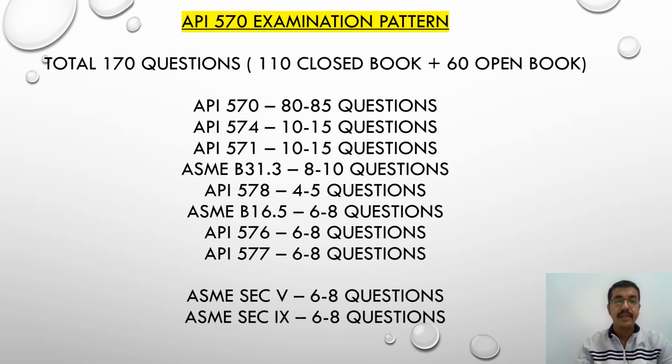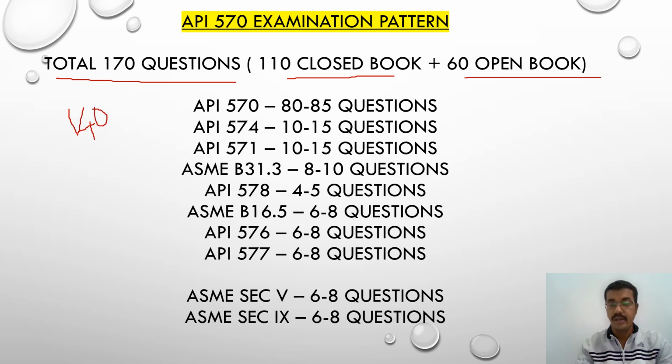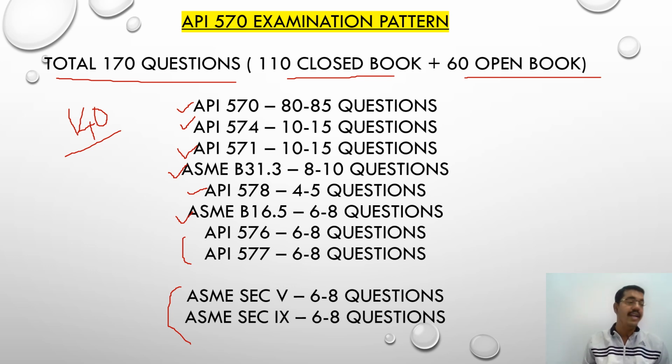Next is 570. As I told you for 510, it is exactly the same in 570 also. Total 170 questions, 110 closed book, 60 open book, 140 questions will be marked, and 30 questions carry no marks. Every question has different points. Out of which API 570 is 80 to 85 questions, 574 is 10 to 15, 571 is 10 to 15, B31.3 is 8 to 10, 578 is 4 to 5, B16.5 is 6 to 8 questions, 576 and 577 are both 6 to 8 questions, and Section 5 and Section 9 are 6 to 8 questions.